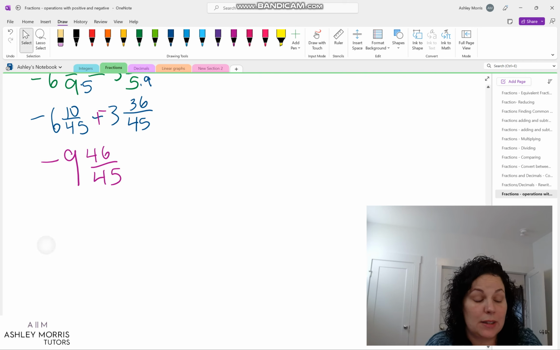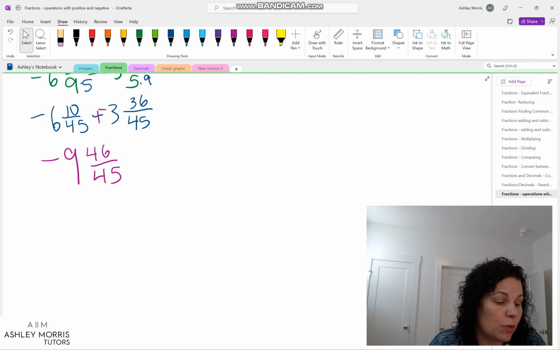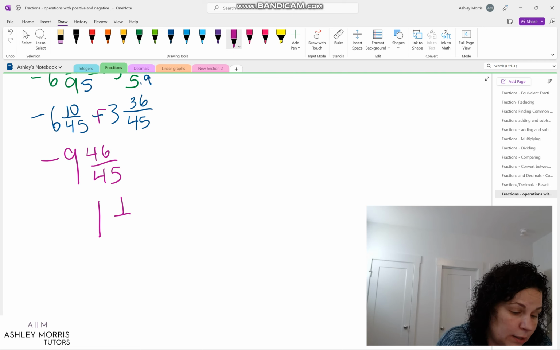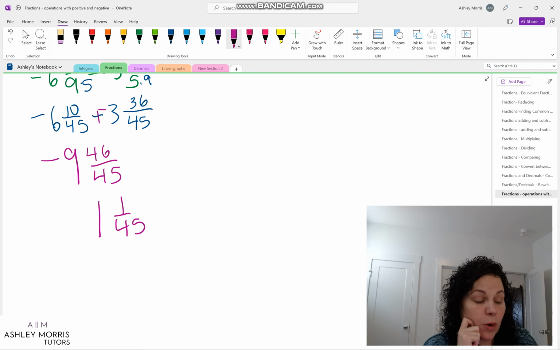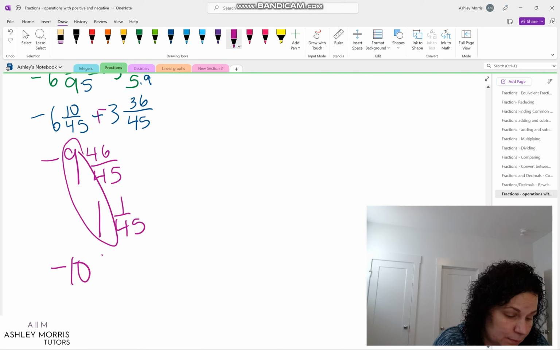Okay, that's an improper fraction. 46 over 45. That's not allowed. We do need to fix that. So that gives me 1 and 1 left over when I do my division. 45 goes into 46 one time with 1 left over. So I'm going to regroup that, and that's going to be 10. There's my 10 and 1 over 45.